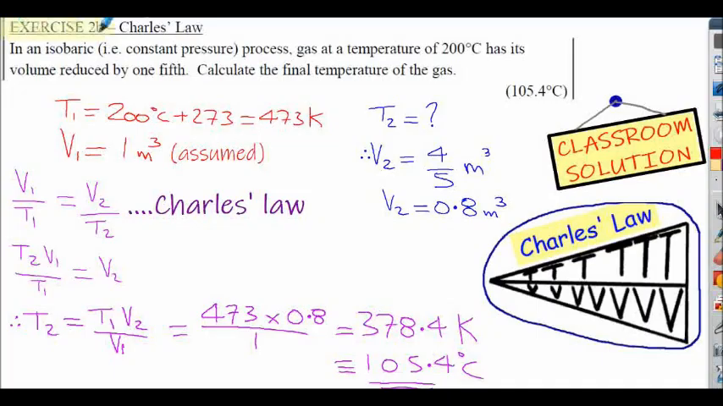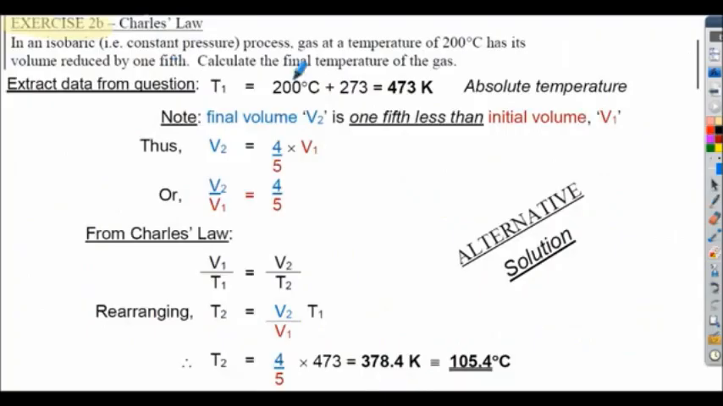Here's exercise 2b, classroom solution, worked through with the students, shows a slightly more detailed transposition of Charles' law. Exercise 2b, we worked here with an alternative solution, and that's just noted in the question that the final volume labelled V2 is 1/5 less than the initial volume labelled V1. So mathematically V2 is 4/5 of V1. Dividing both sides by V1, then V2 divided by V1 is equal to 4/5.